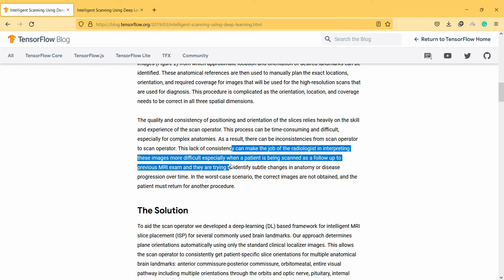It makes it difficult for the expert, especially when a patient is being scanned as a follow-up to a previous MRI exam and they're trying to identify subtle changes in anatomy or disease progression over time. In the worst case, the correct images are not obtained and the patient must return for another procedure.